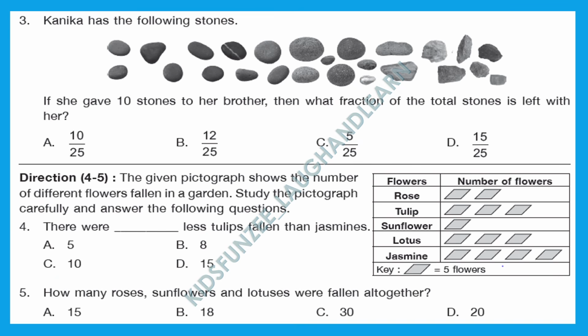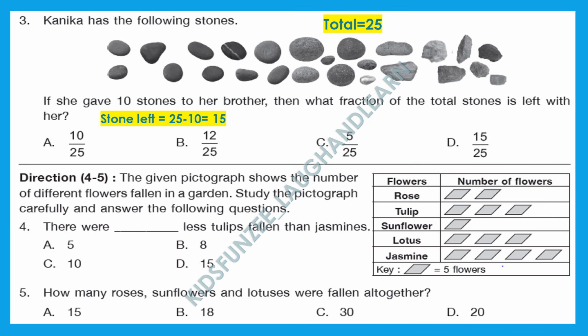Question 3. Kanika has the following stones. So how many stones are there? There are in total 25 stones. If she gave 10 stones to her brother, then what fraction of the total stones is left with her? We have to find the fraction of the left stones. So when she gave 10 stones, the left stones are 25 minus 10, which is equal to 15.